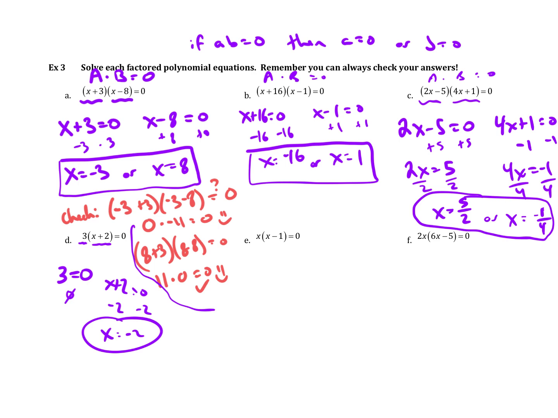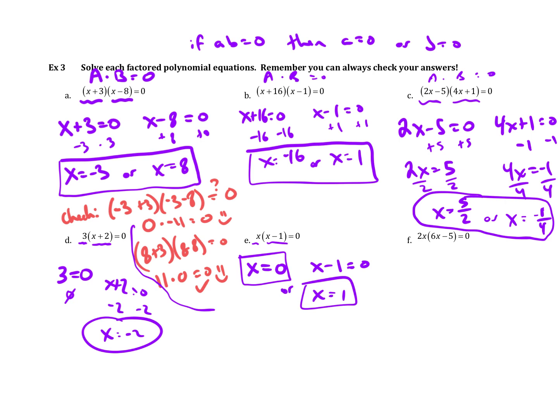So that one just has one answer. But problem E is a little different. It says x times x minus 1 equals 0. So same thing, I still have two factors. I write each one equal to 0. So x equals 0, x minus 1 equals 0. Well, x equals 0, that's done. There's an answer. X minus 1, I would add 1 to both sides, I get x equals 1. Okay, that one has two answers there.